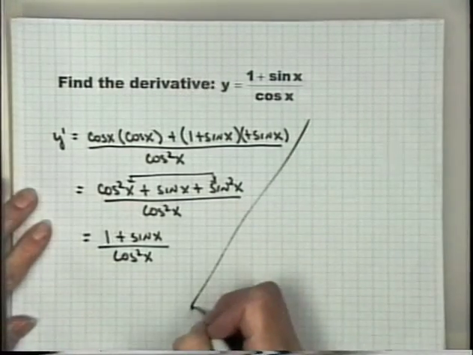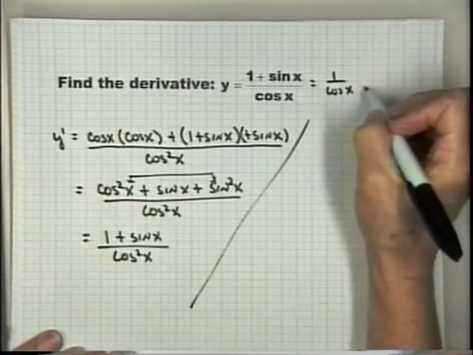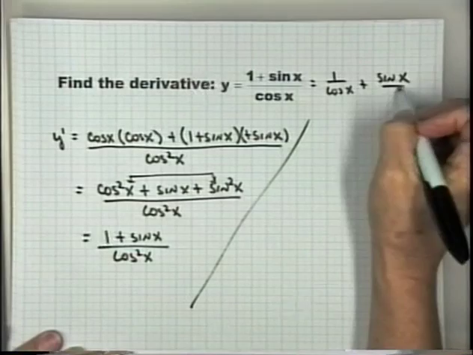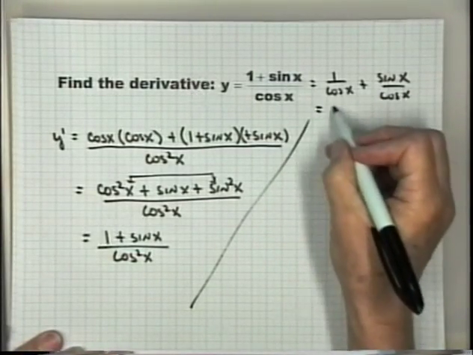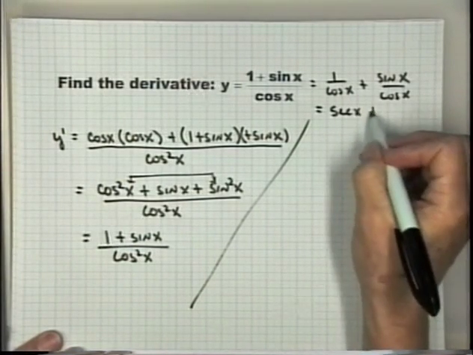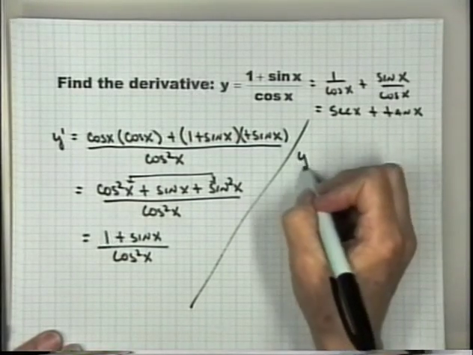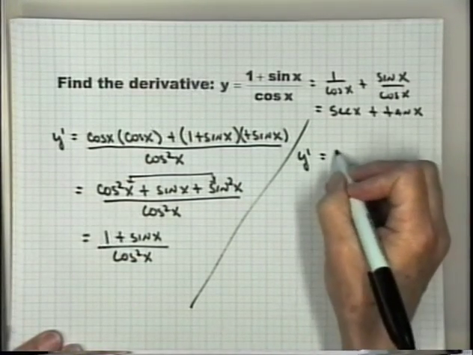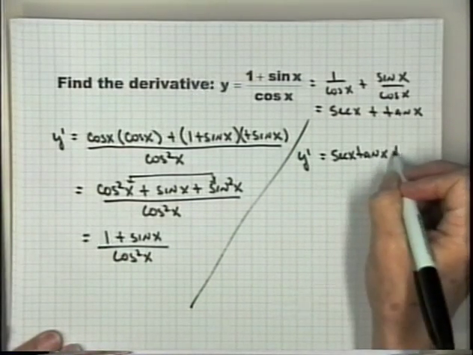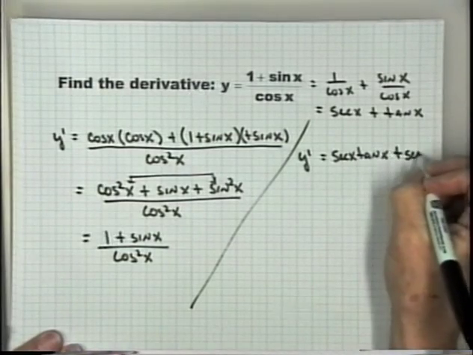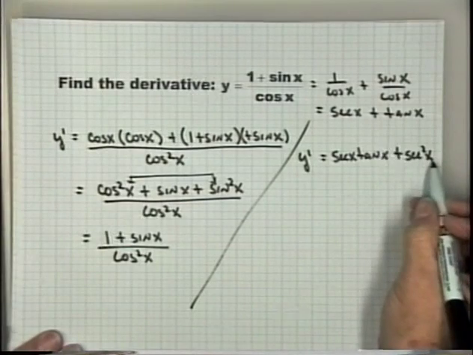Okay, well, let's look at this another way. If I split this up as 1 over cosine x plus sine x over cosine x, do you see what I'm doing, dividing cosine into both? 1 over cosine is secant, and sine over cosine is tangent. Let's look at the derivative in this form. The derivative of secant x is secant x tangent x, and the derivative of tangent is secant squared x. So, boy, that's pretty easy, isn't it? Secant x tangent x plus secant squared x.